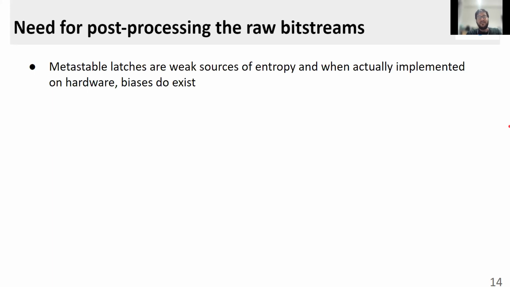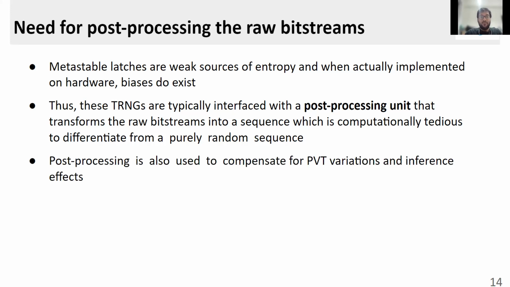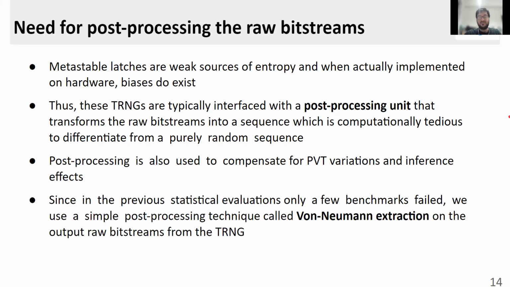Metastability latches are weak sources of entropy, and when actually implemented on hardware, biases do exist. In the case of RFET, this is not due to process variation, but obviously there will be some process variation, but the ambipolarity is bringing the double throughput into the picture. Thus, these TRNGs are typically interfaced with a post-processing unit that transforms the raw bit stream into a sequence which is computationally hard to differentiate from a purely random sequence. Post-processing is also used to compensate for PVT variation and interference effects.